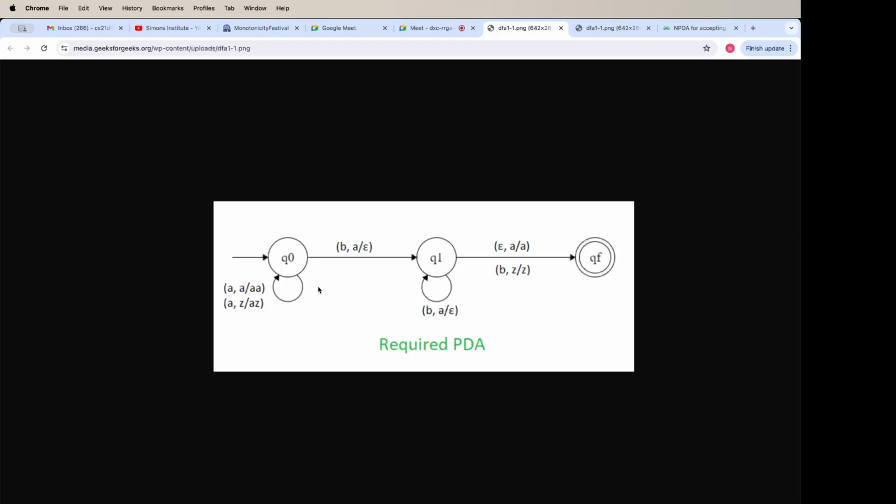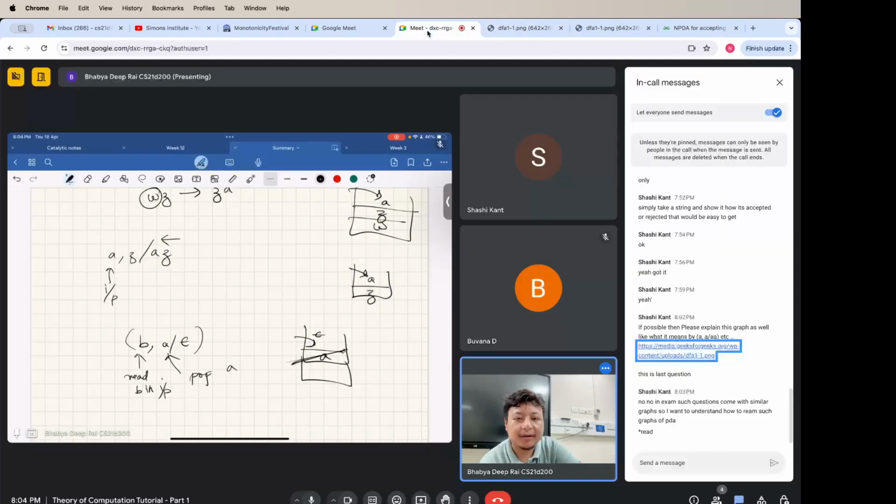They were not considering this string w. For example, one transition looks like b comma a slash epsilon. This means if I read b in the input and I see an a on top of the stack, then I'll remove a and push epsilon. Similarly, before, I was removing z, then pushing z, then a. Now I'm removing a, then pushing epsilon. This means I'm popping a.